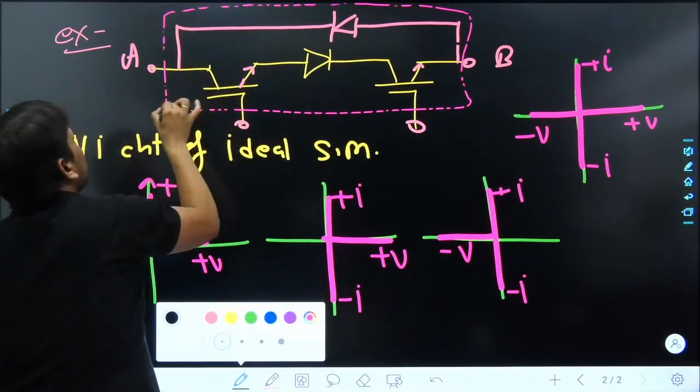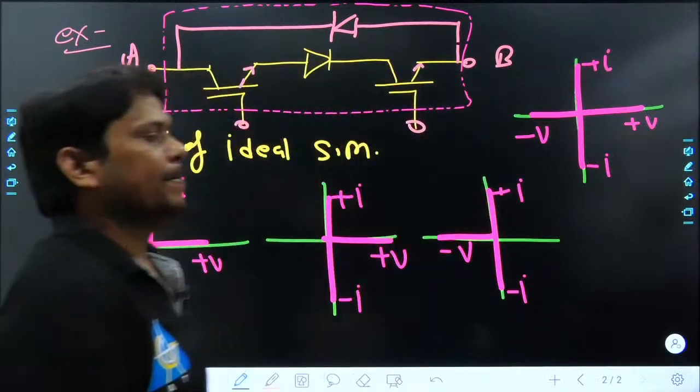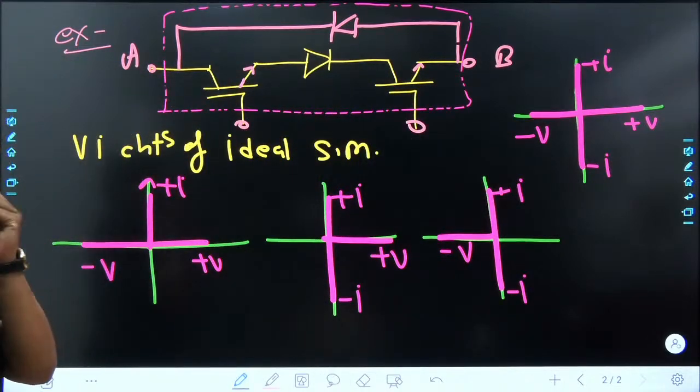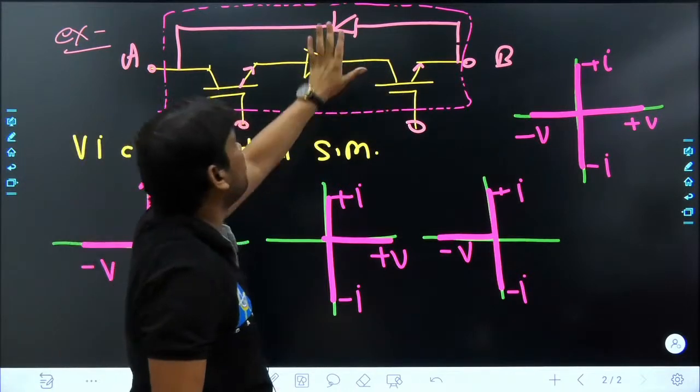Okay, let's go. Yes. So overall, how many devices are connected? 1, 2, 3, and 4.